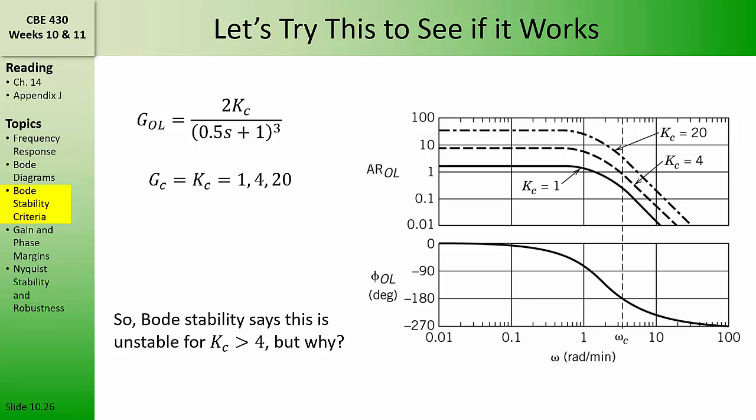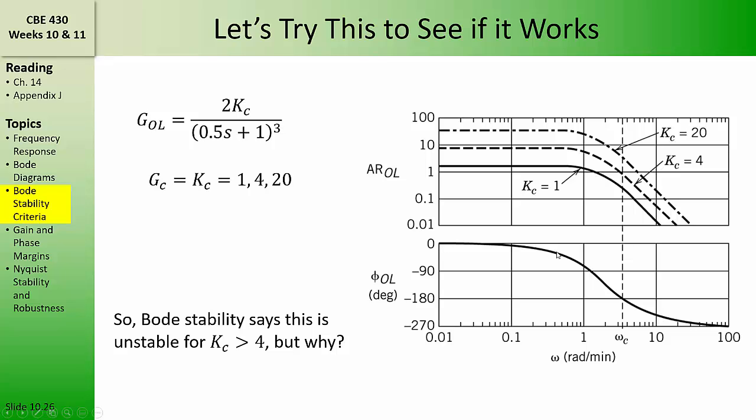Here we've plotted the Bode diagram, that is, the frequency response, for the amplitude ratio of our open loop transfer function and the phase angle of our open loop transfer function for three different values of the controller gain Kc: 1, 4, and 20. When the controller gain is set to 1, we can see that the amplitude ratio for our open loop transfer function is greater than 1 for low frequencies. And it has a gain crossover frequency for a value of omega somewhere between 1 and 2.